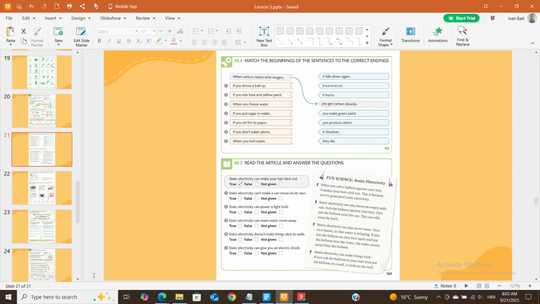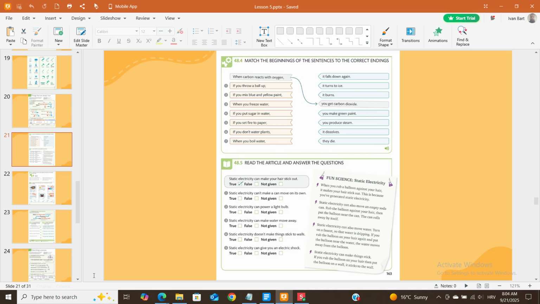Static electricity can also move water. Turn on a faucet, so that water is dripping. If you rub the balloon on your hair again and put the balloon near the water, the water moves away from the balloon. Static electricity can make things stick. If you rub the balloon on your hair, then put the balloon on a wall, it sticks to the wall.